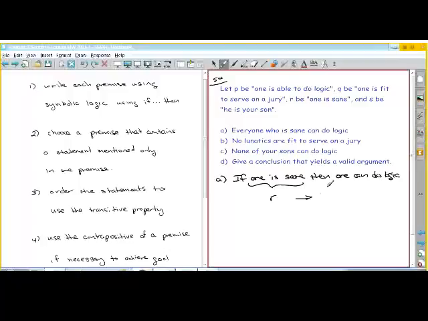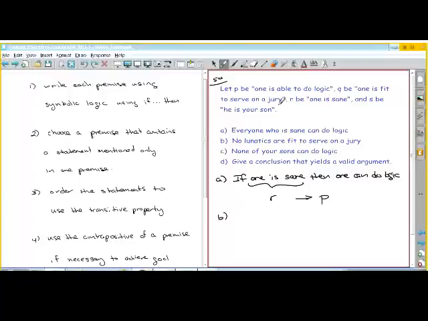One can do logic. One is able to do logic. So that's pretty much the same thing. So the first statement is written as an if-then statement and then converted into symbolic logic. So that's A. Statement B is: no lunatics are fit to serve on a jury.